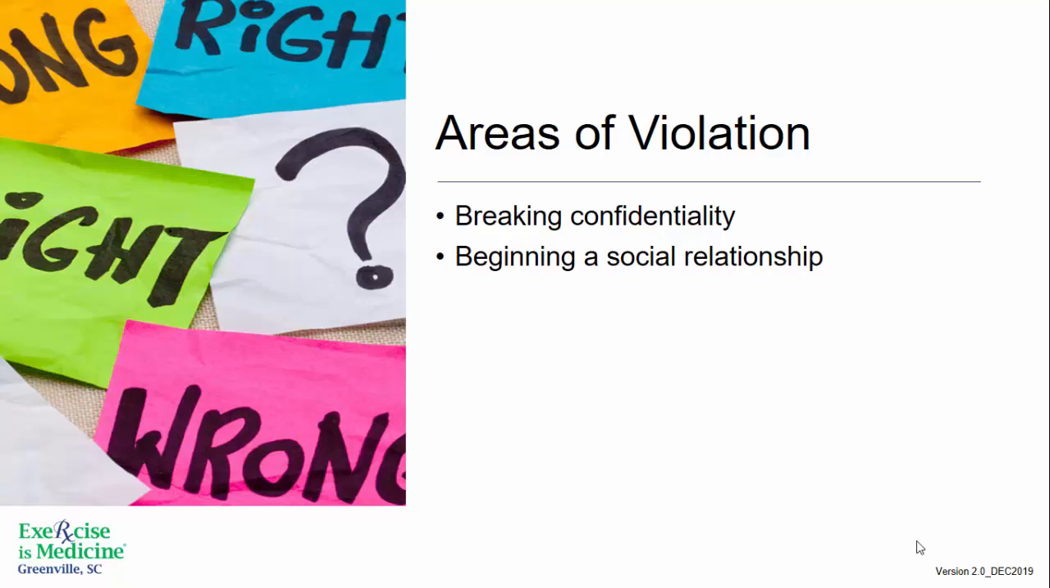Beginning a social relationship. Social relationships, both romantic and simple friendship, that have begun because of previous therapeutic relationships may cause harm to patients. Confidential information that was obtained within the professional relationship must remain confidential and could impact that social relationship that you started with the patient.